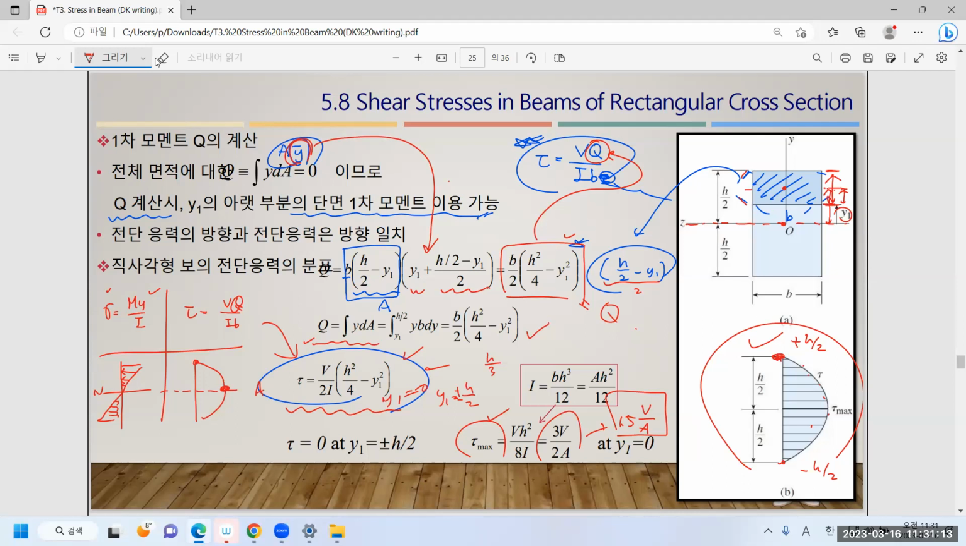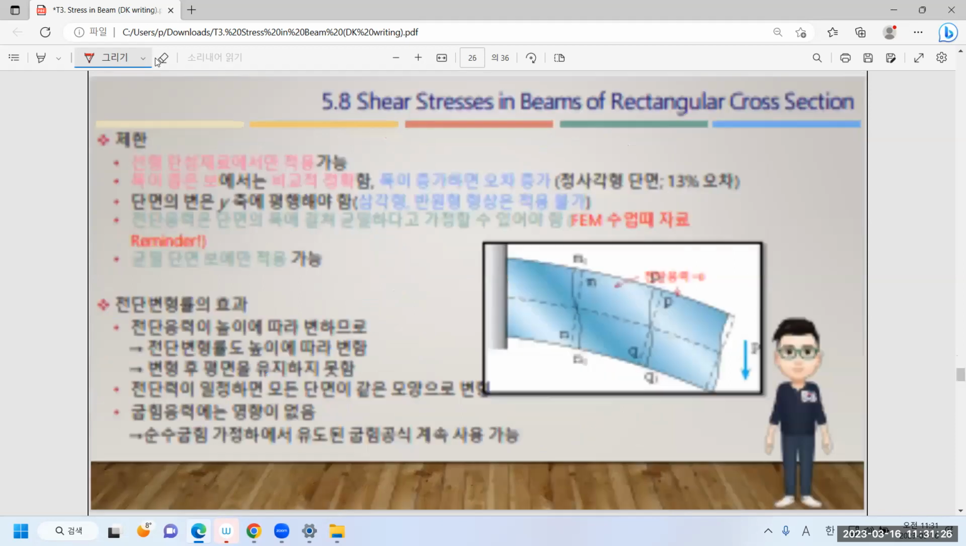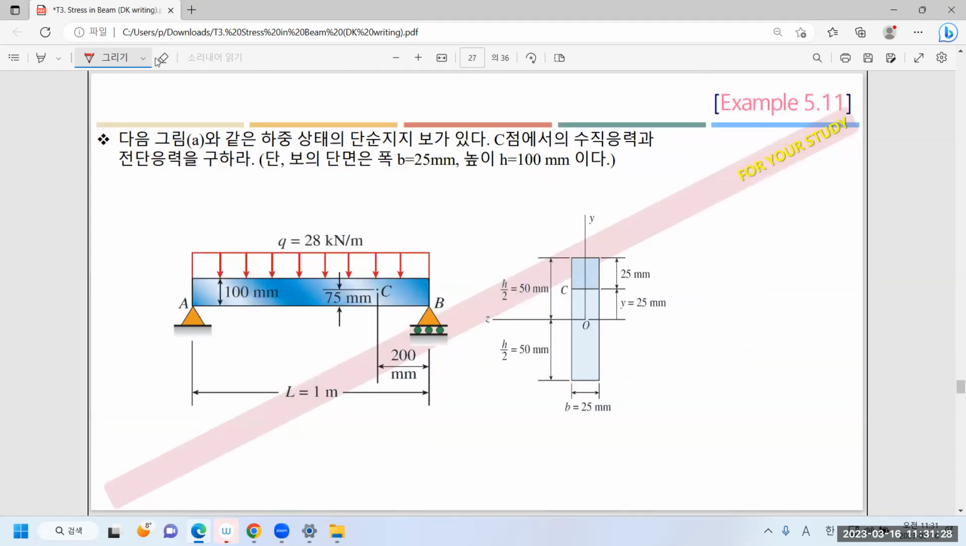V. You can utilize it. Based on the given information, the sectional properties, you can calculate the Q, I, B, then you can get shear stress, isn't it? So I have now several options. I can change the sectional properties.